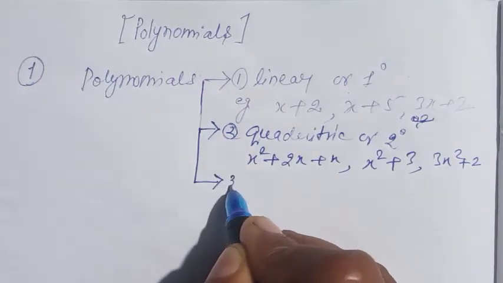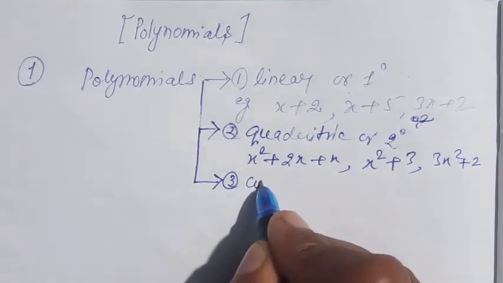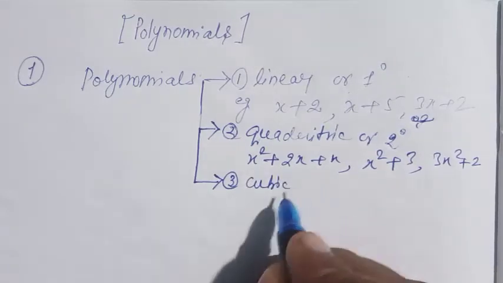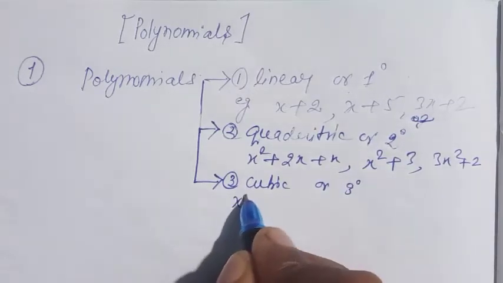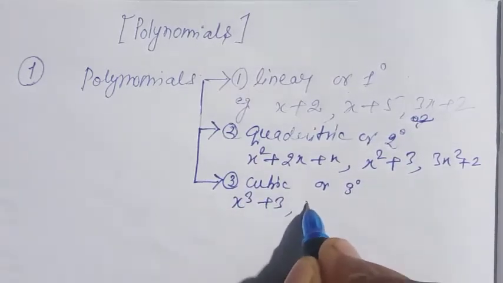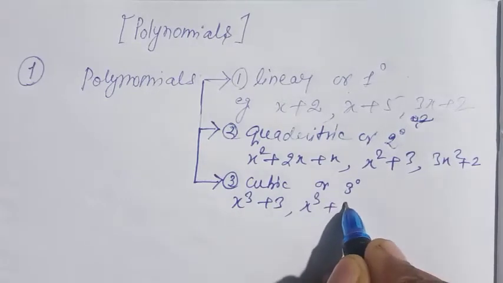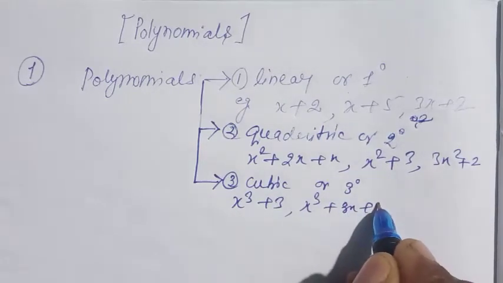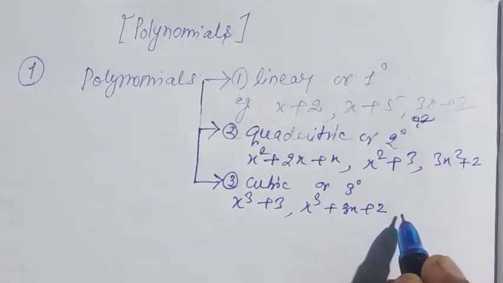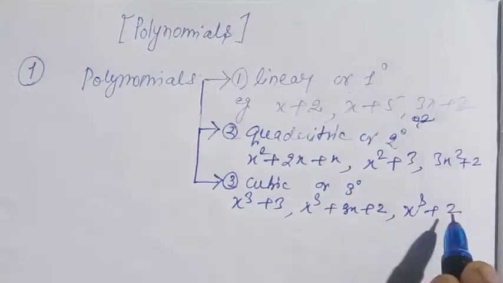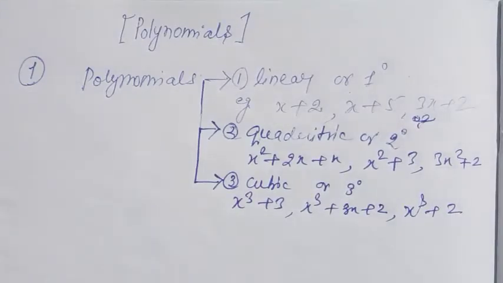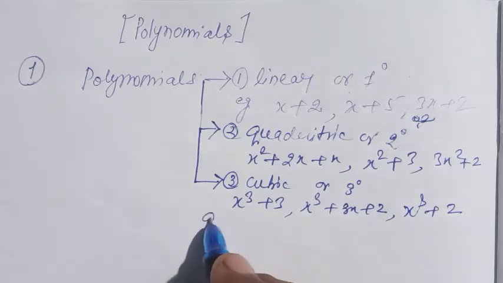And third one, cubic, or you can say 3 degree. x cube plus 3, x cube plus 3x plus 2, x cube plus 2, these all are examples of cubic or 3 degree polynomial, and so on.